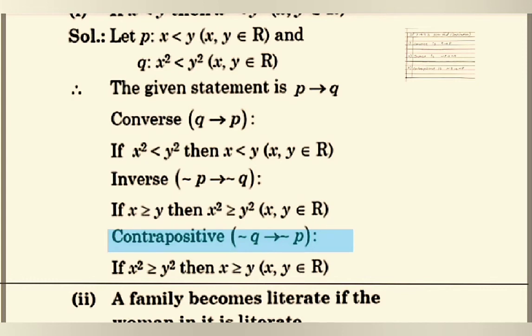And last, contrapositive means negation Q implies negation P. Means here write, if x square is greater than or equal to y square, then x is greater than or equal to y. This is negation Q, x square is greater than or equal to y square. And negation P means x is greater than or equal to y. Let's see the next question.